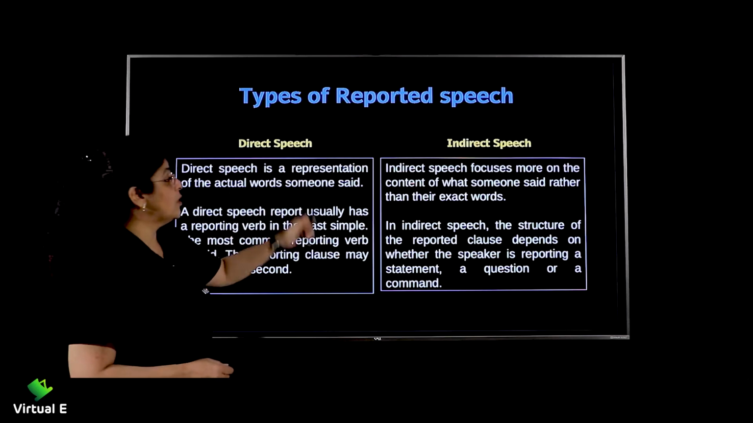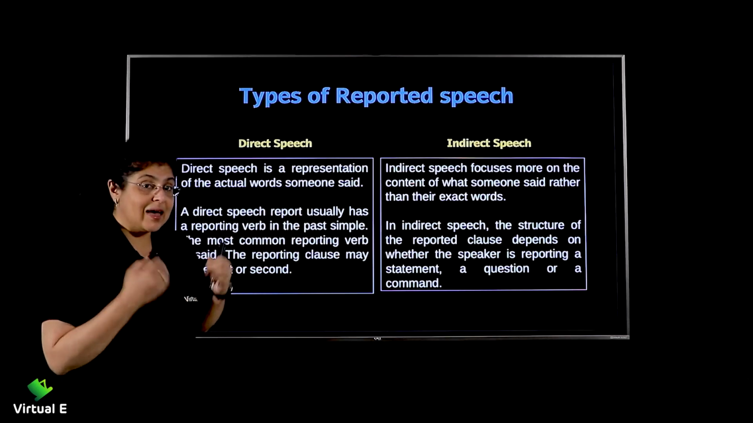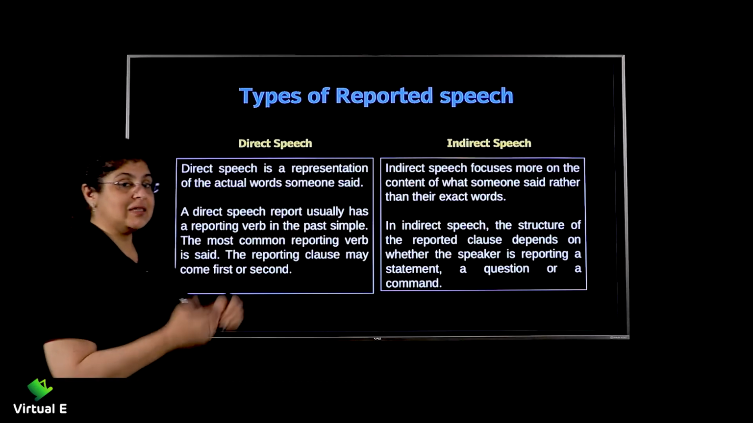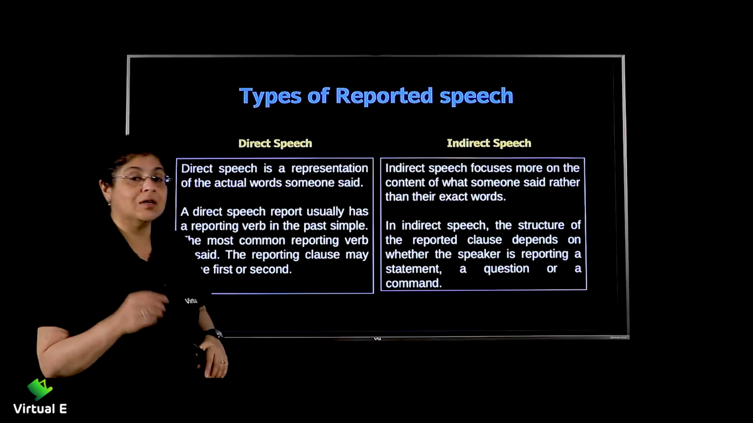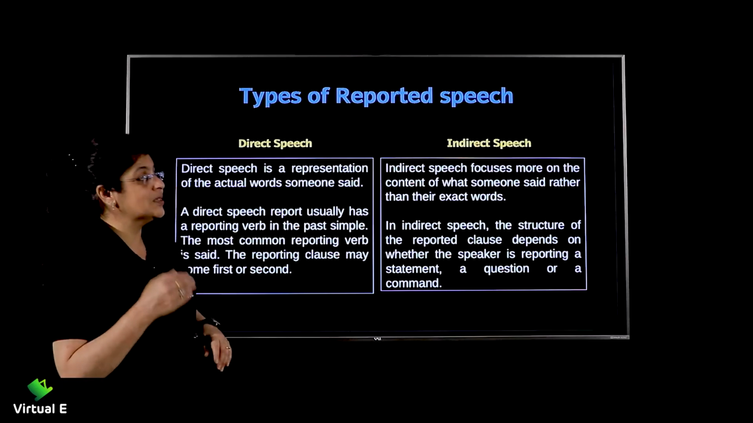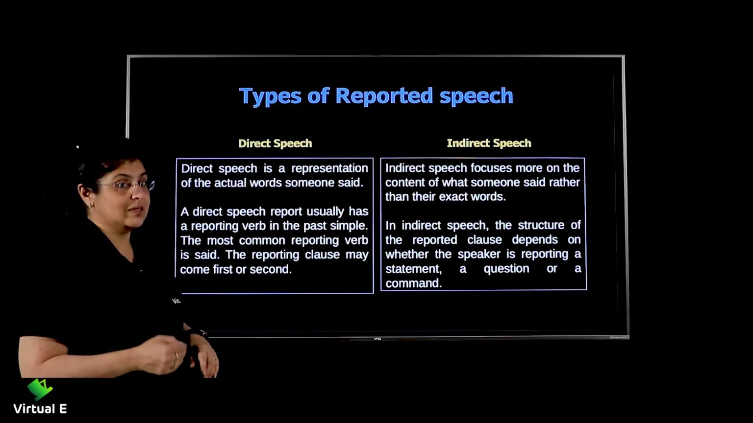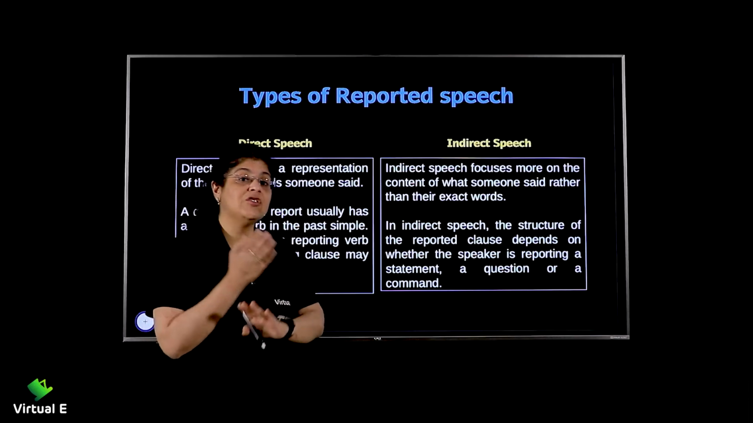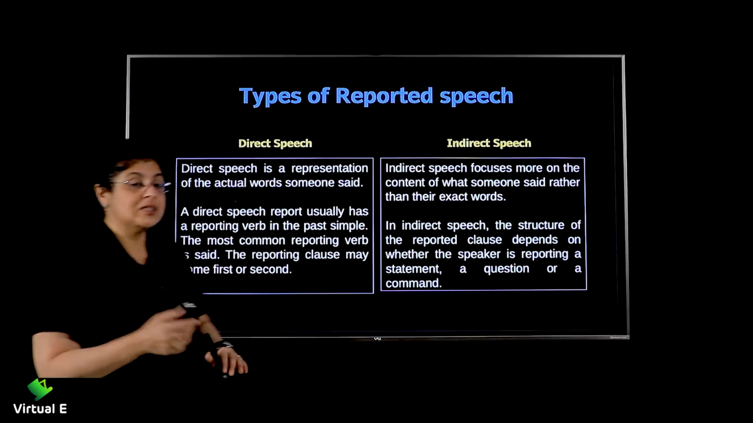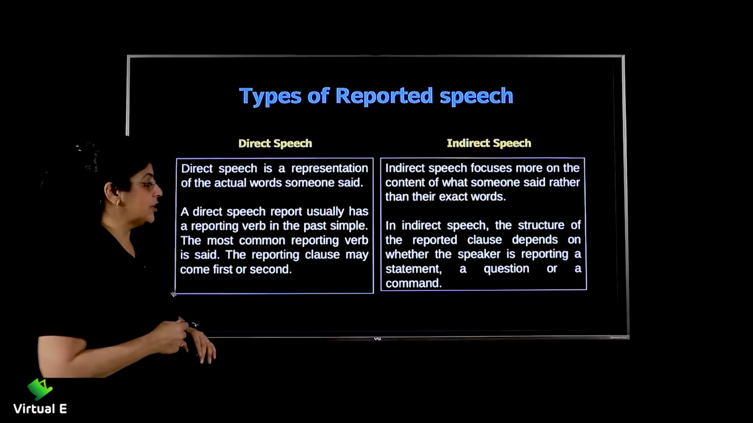Direct speech is a representation of the actual words someone said. The actual words, whatever the speaker says, that's direct speech. Indirect speech focuses more on the content of what someone said rather than their exact words. Here we do not deal with the exact words. They change. The content changes there. With a few changes, we apply certain rules, so it changes.